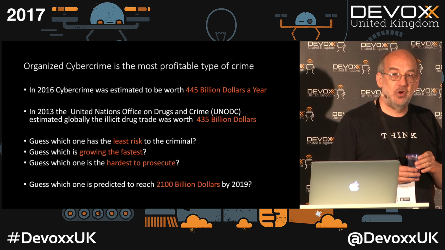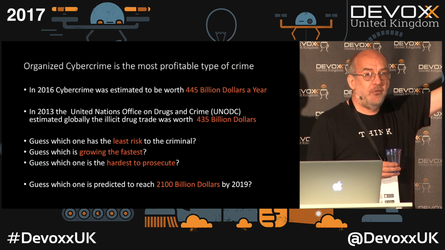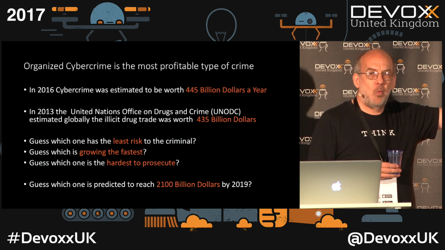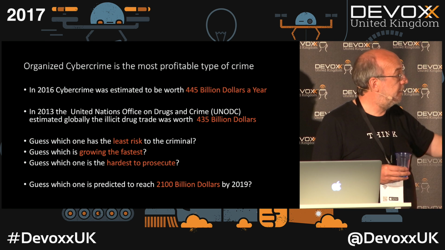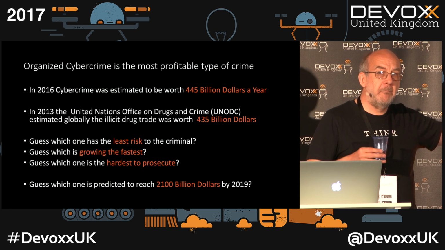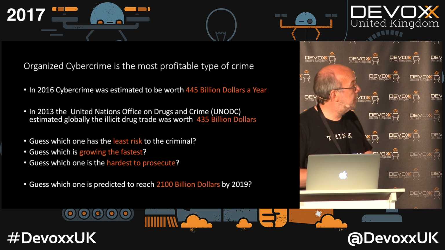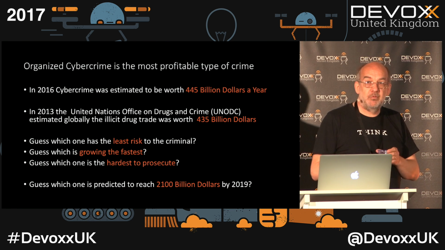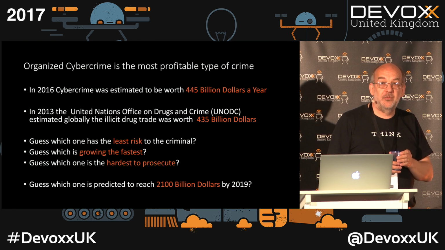$2,100 billion. So $445 billion is like 1% of the world's GNP. It's going to be 3, 4, 5%, right? So it's a massive problem, okay? And basically, prosecuting these people is almost impossible.